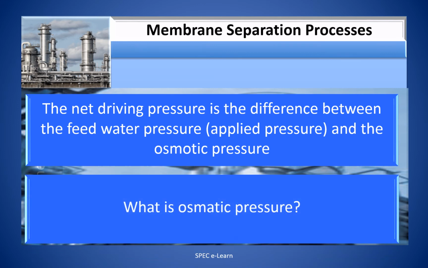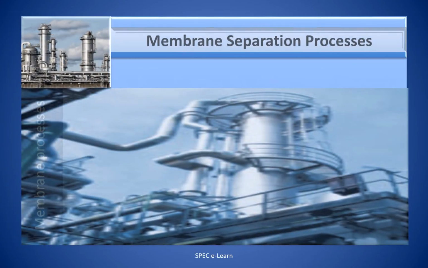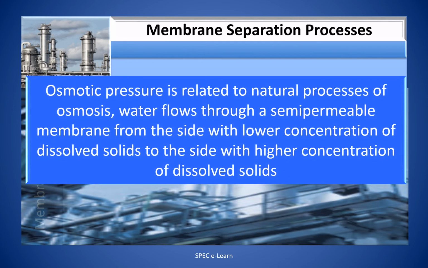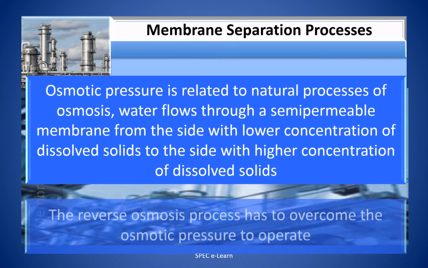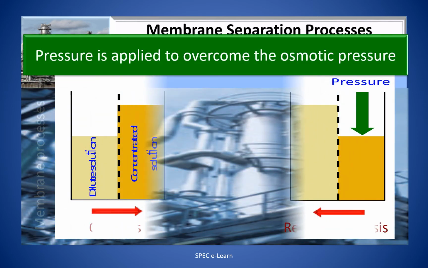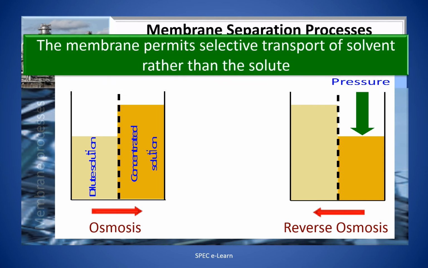What is osmotic pressure? Osmotic pressure is related to the natural process of osmosis. Water flows through a semi-permeable membrane from the side with lower concentration of dissolved solids to the side with higher concentration of dissolved solids. The reverse osmosis process has to overcome the osmotic pressure to operate. The pressure is applied to overcome the osmotic pressure. The membrane permits the selective transport of solvent rather than the solute.